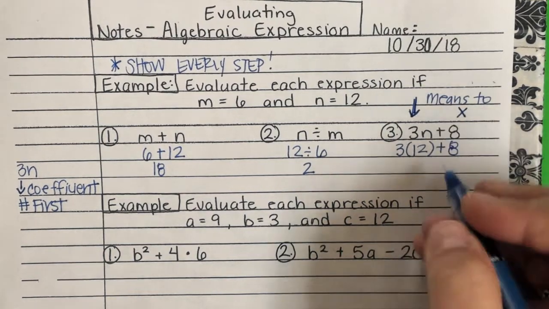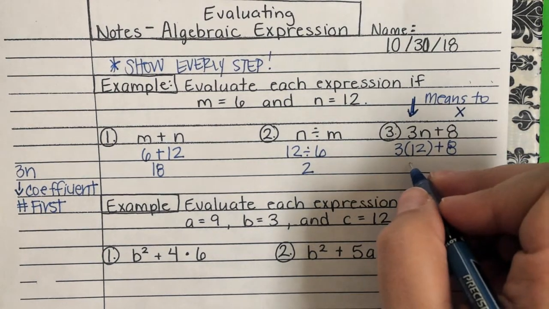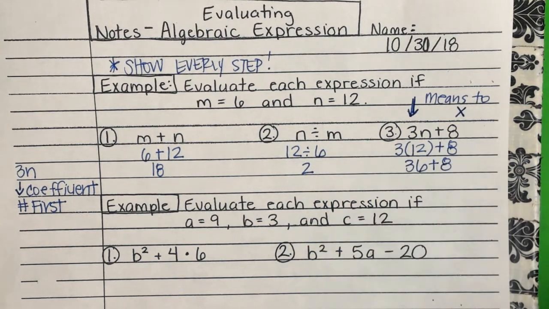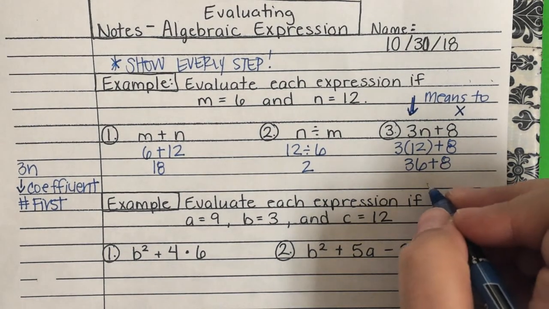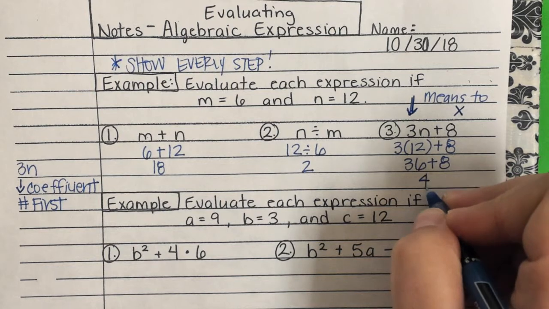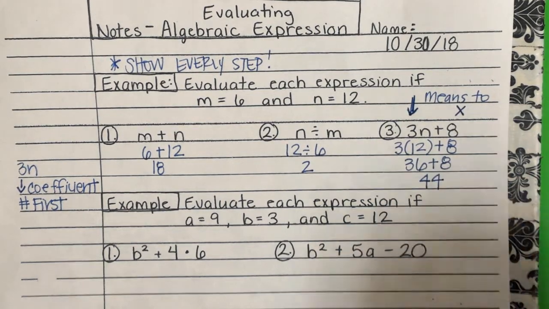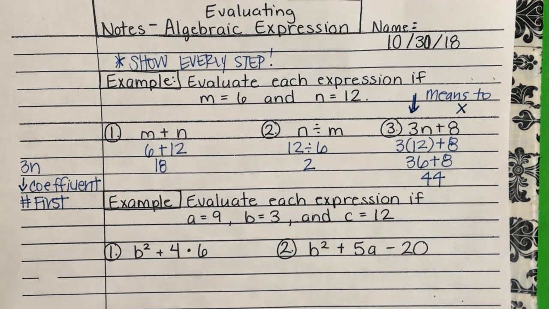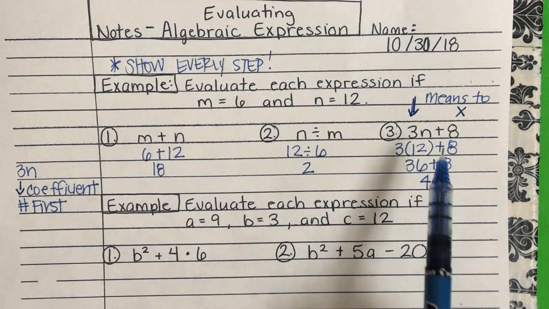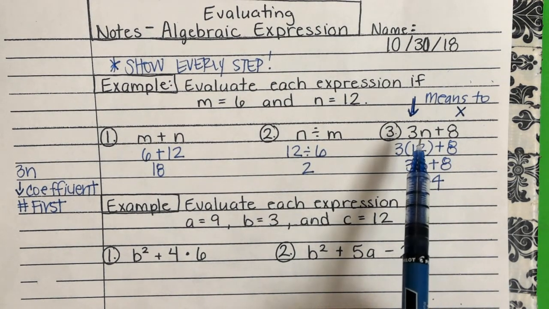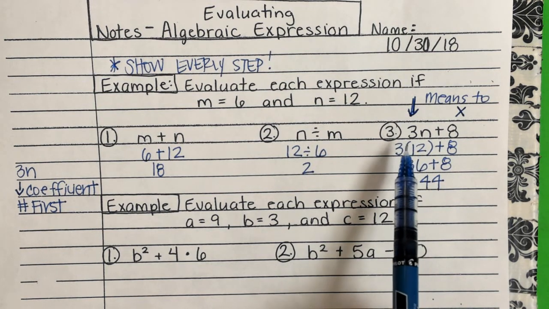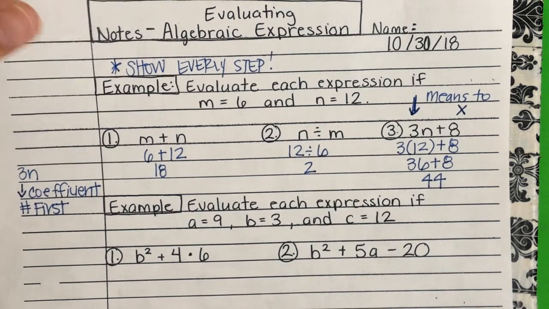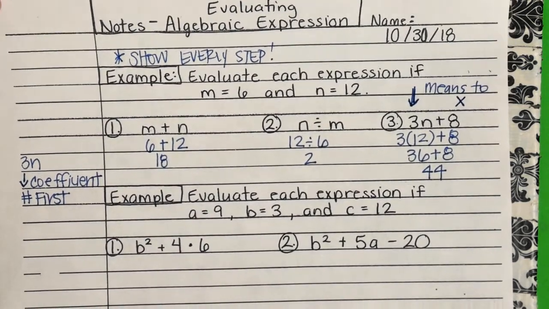Okay? So if we have 3 times 12, that gives us 36 plus 8. So what would our expression be worth? That'd be 44. Okay? So you see how I plugged that in? See how I plugged 12 in for the n, and it was multiplication. Okay? Alright, let's try a couple others.